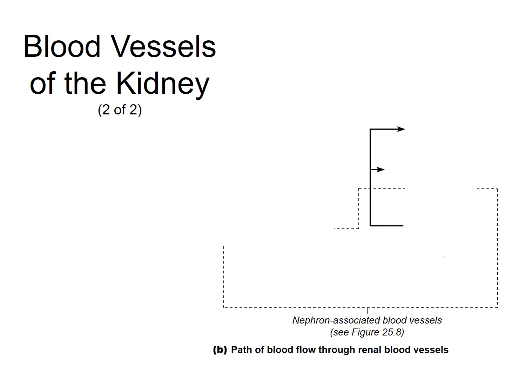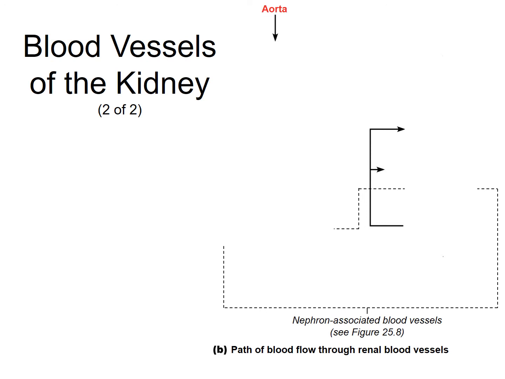Okay, so in this slide, we're going to talk about the path of blood flow through the renal blood vessels. What's different about this from the prior slide is that we're also going to discuss microscopic blood vessels that are associated with the units of filtration in the kidneys, which are called the nephrons. A little later on in this slide, we're going to see diagrams of the nephrons themselves, and so this should be a little bit more clear when you see those.